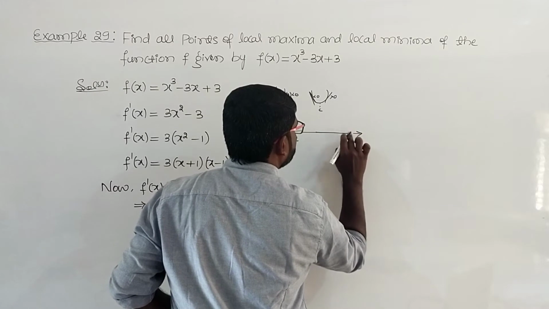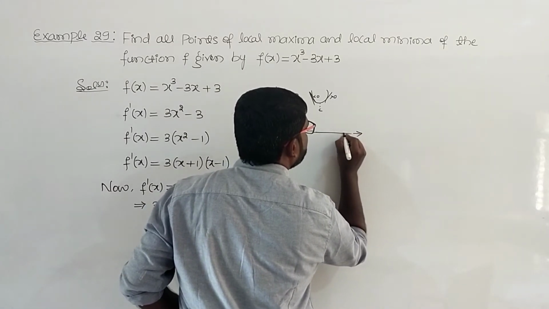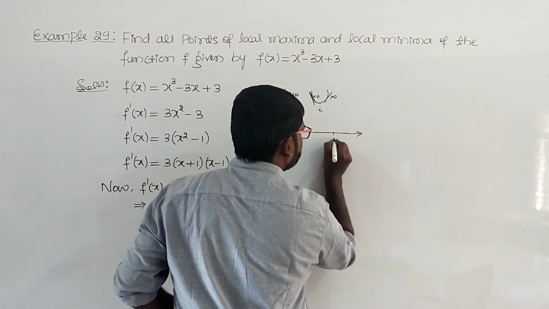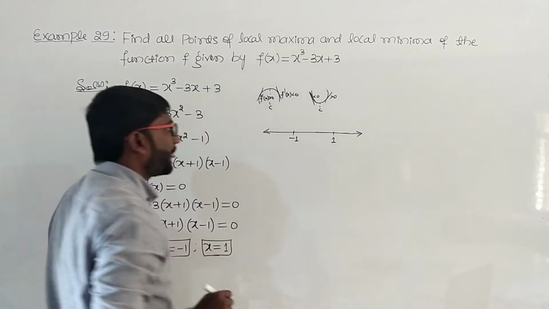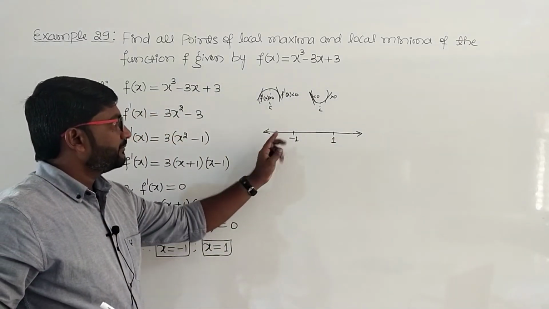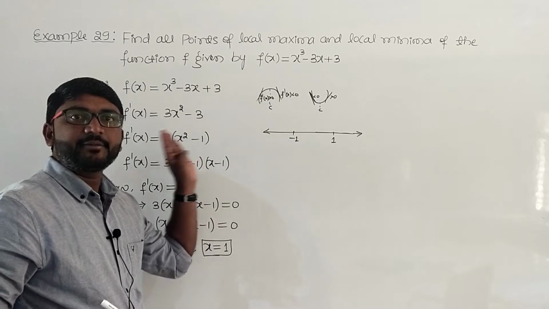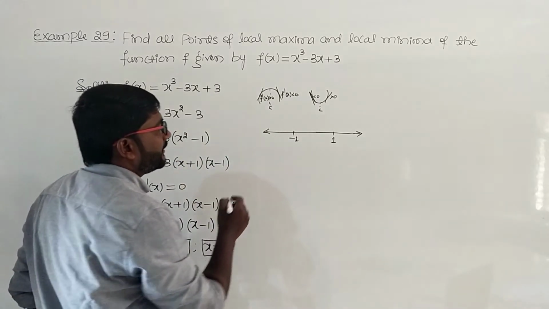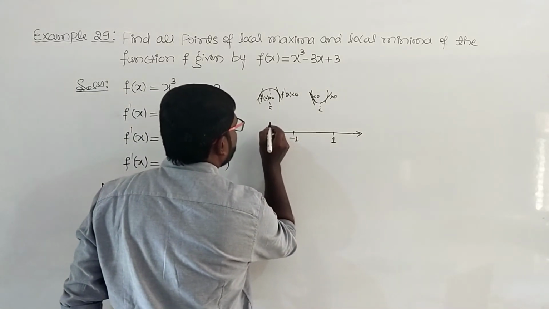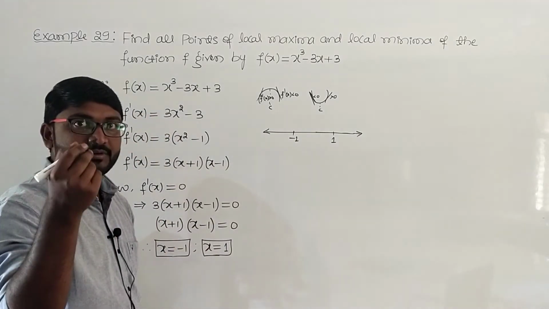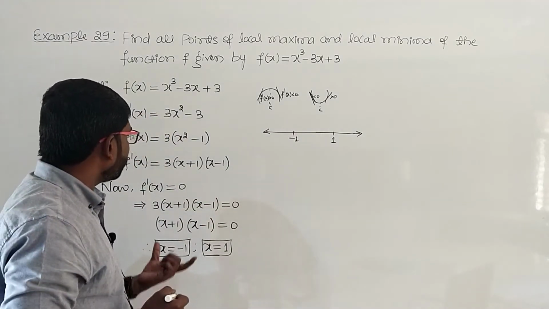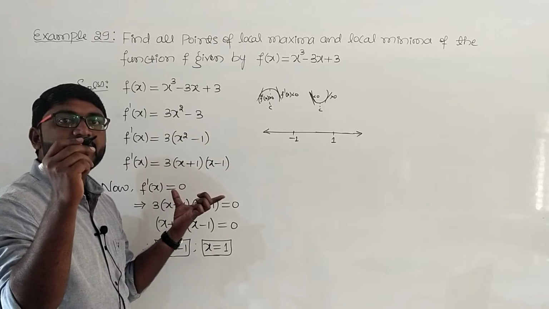So here I will write plus 1. Now to the left of minus 1, that means you have to go in the negative axis. So I will be taking minus 1.1. Substitute that minus 1.1 in f dash of x and check whether you get greater than 0 or less than 0.